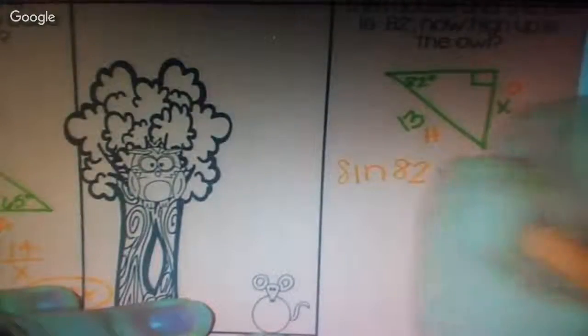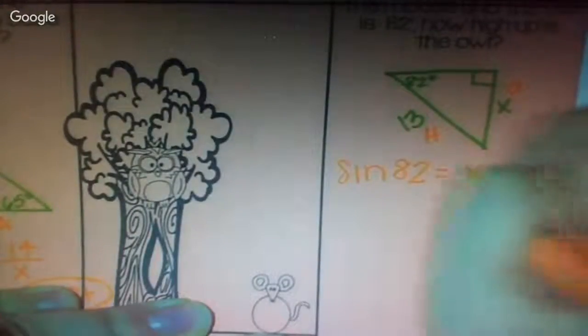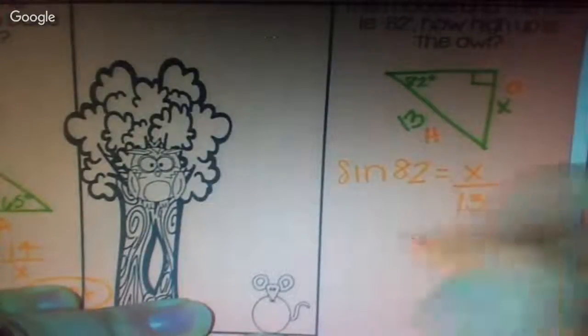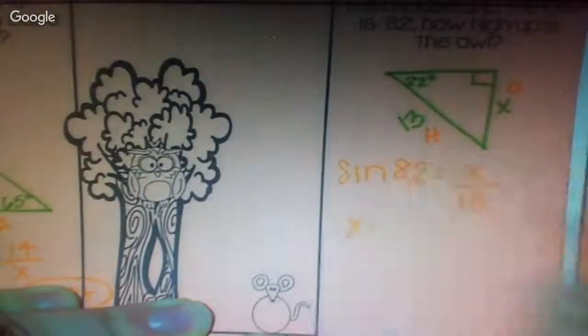So, sine of 82 equals x over 13. So we multiply. 12.9.